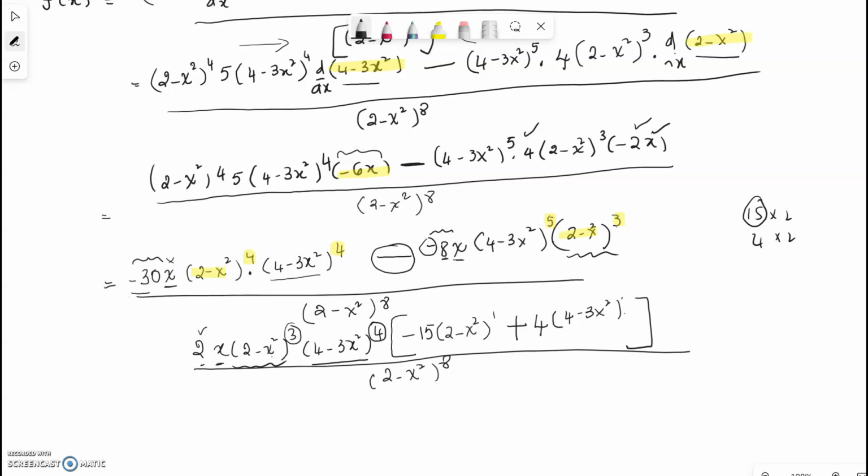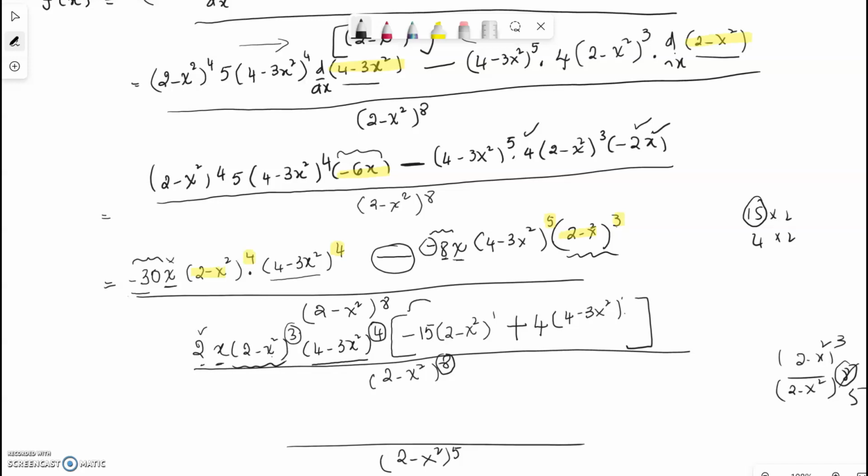So we have 2 minus x squared to the 3rd power over 2 minus x squared to the 8th power. The 2 cancel each other out. So 2 minus x squared to the 3rd power divided by 2 minus x squared to the 8th power, 3 of these get cancelled, leaving a 5. That's how we get this.